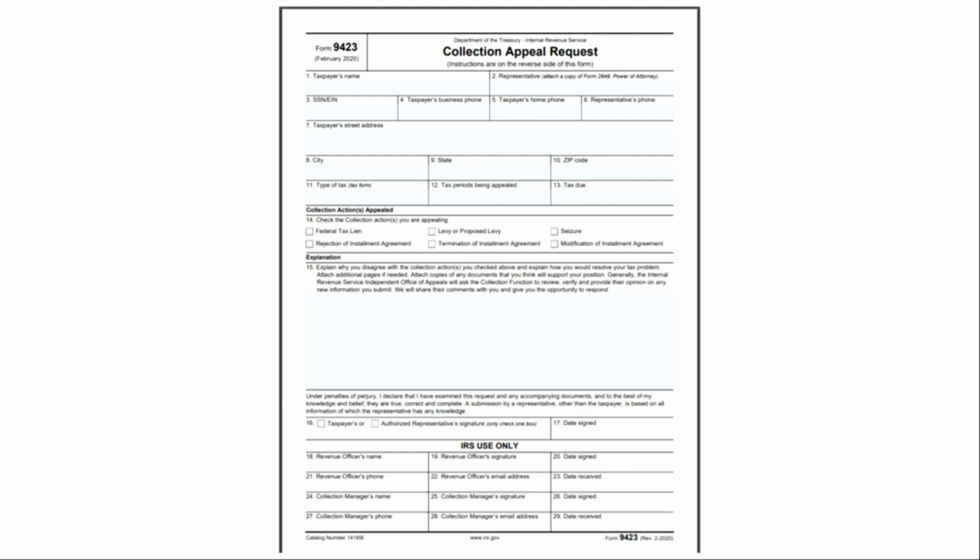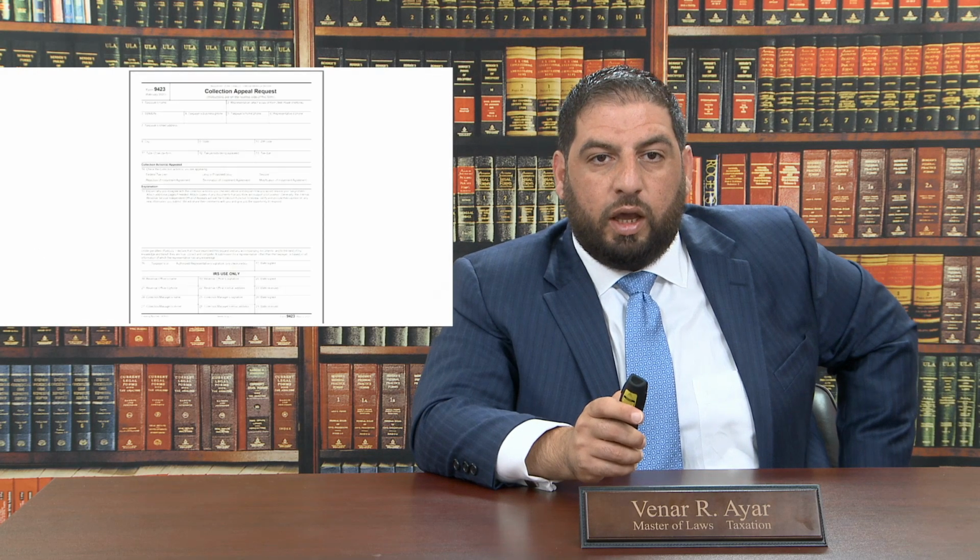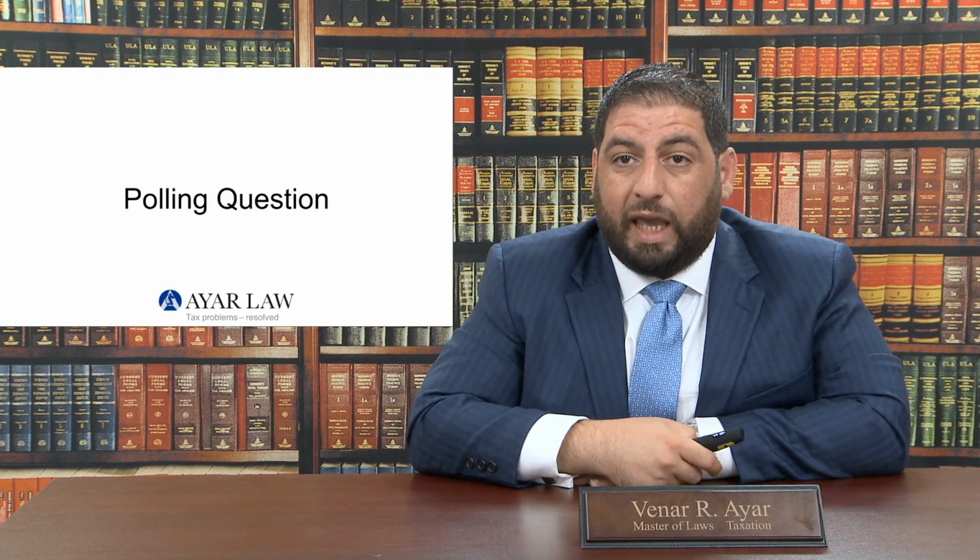This is the CAP form. Again, you can file one of these at pretty much any time they are threatening to do any of the things on the list: file a lien, issue a levy, seize your property, if they reject or terminate your IA, installment agreement, or modify it another way. That's how you file a CAP appeal.